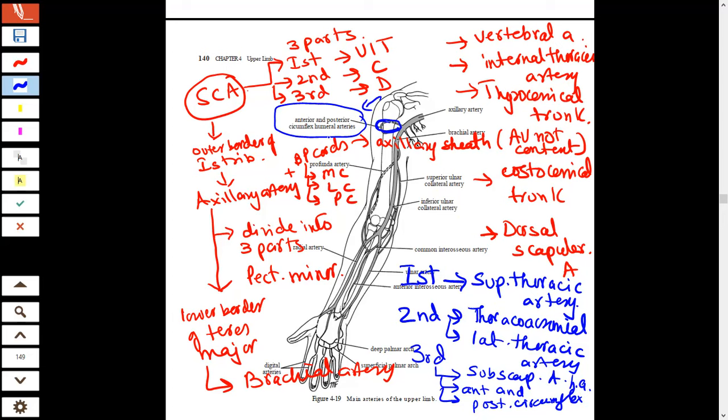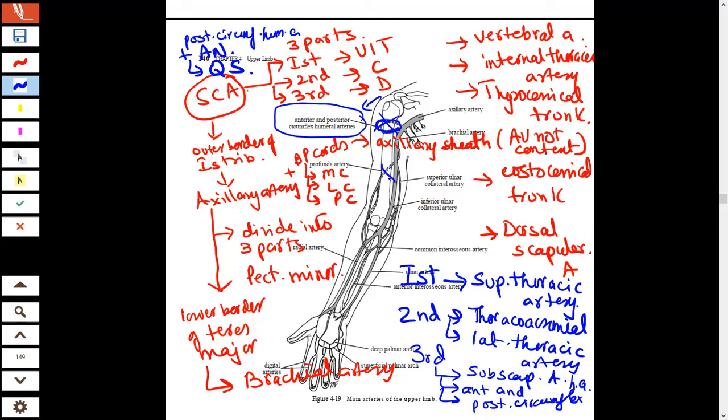Now see here, this posterior circumflex humeral artery, along with the axillary nerve, is present in which space? Quadrangular space. And if there is any fracture of the neck of the humerus bone, which nerve will be damaged? Answer will be axillary nerve. And along with it, the posterior circumflex humeral artery.